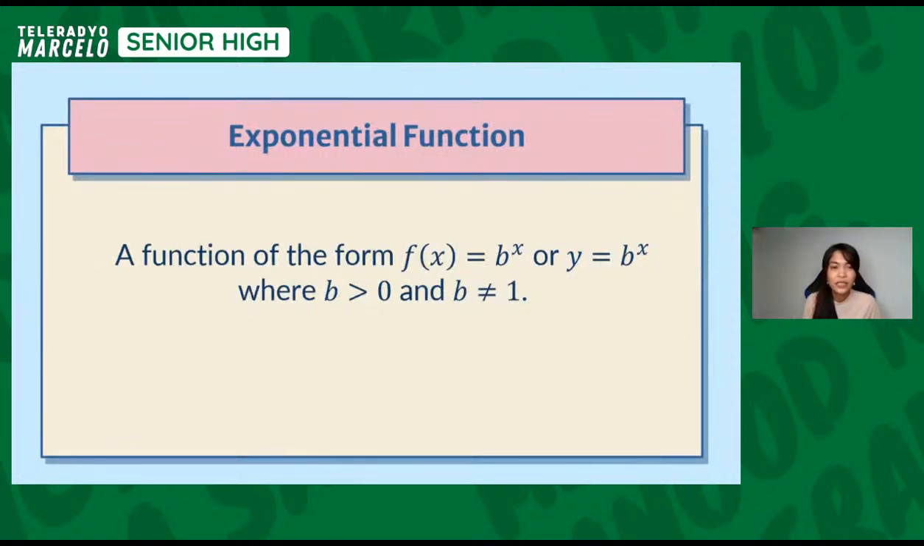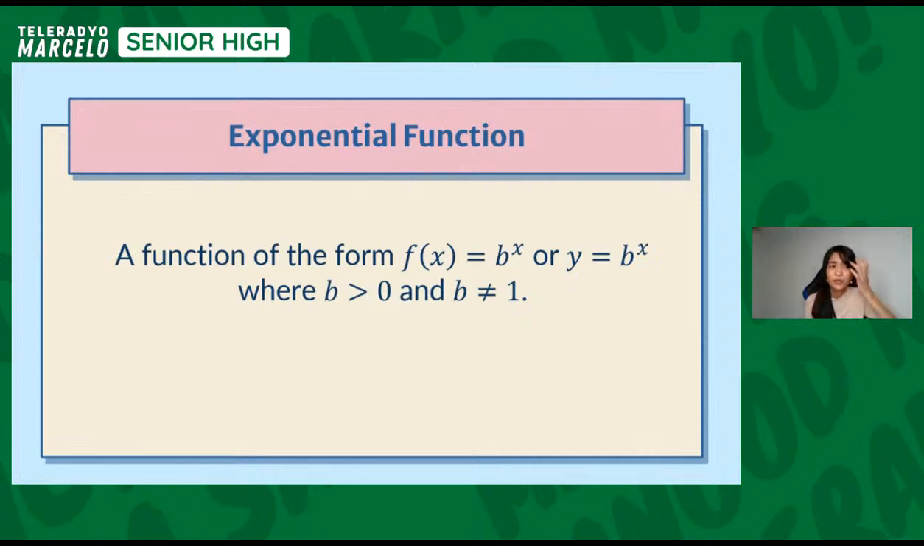When we say exponential functions, these are defined as a function of the form f of x is equal to b raised to x, or y is equal to b raised to x, where b is greater than 0 and b is not equal to 1. So in this format, b is our base and x is our exponent. Basically, it is like a normal function, but the variable is in the exponent. Take note also that the base b should be greater than 0, meaning all values of our base should be positive. This is because negative integers change their signs when you raise them to different exponents.